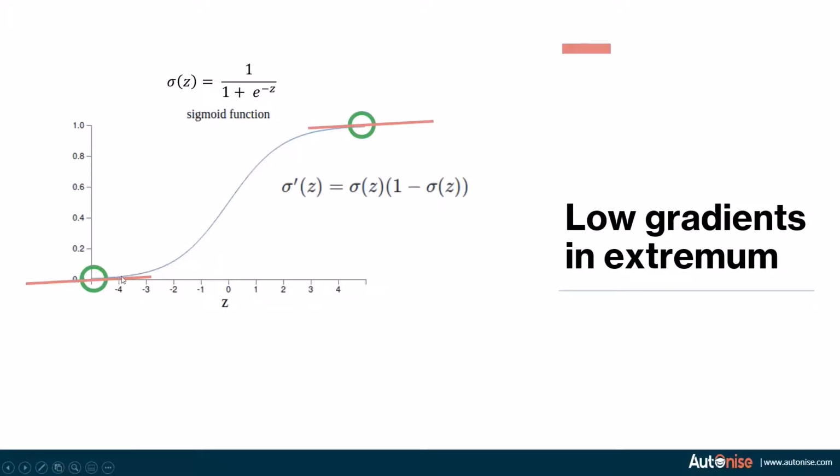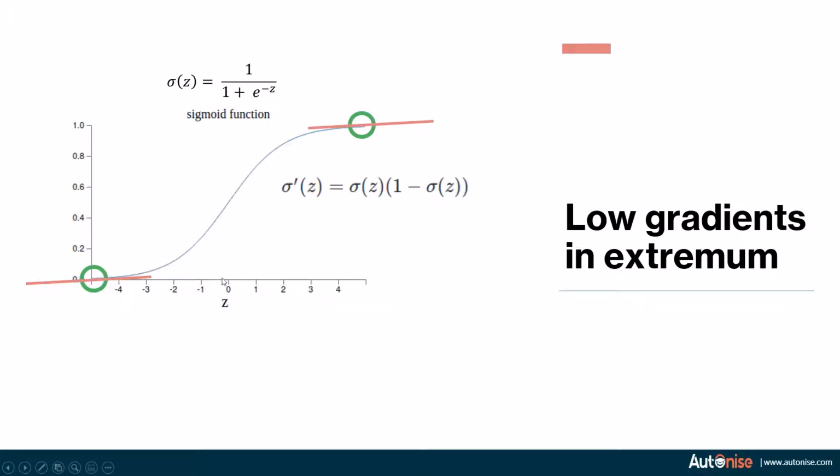Next, when z tends to minus infinity, e to the power of infinity tends to a very large number. Now 1 by a very large number tends to 0. Hence sigma of z tends to 0. So let us have a look at the derivative. When z tends to infinity, sigma of z tends to 1, but 1 minus sigma of z tends to 0. Hence 1 into 0 is equal to 0. Hence the derivative also tends to 0 when z tends to infinity.